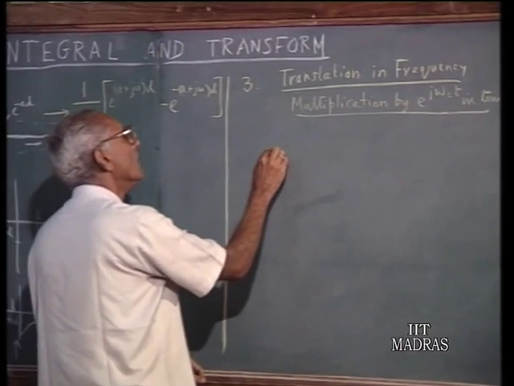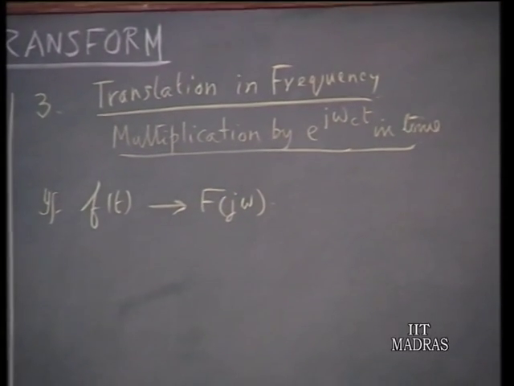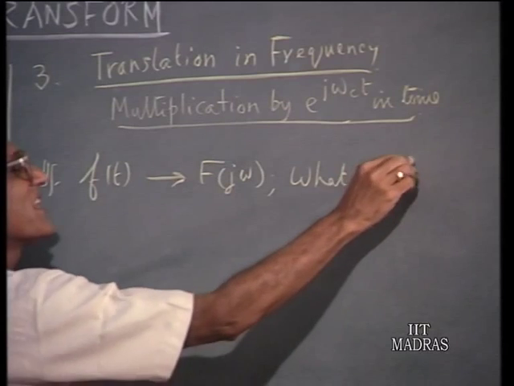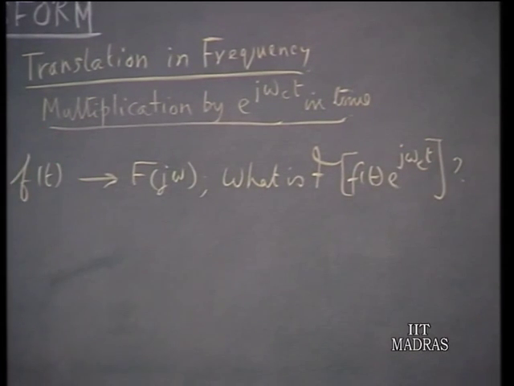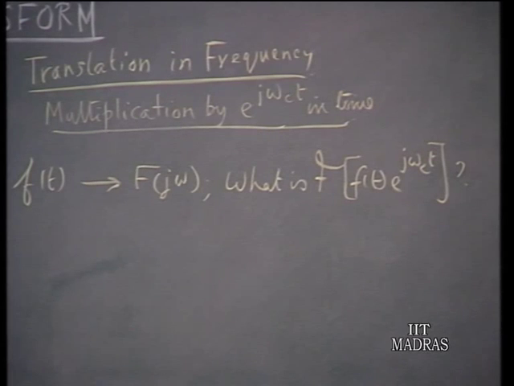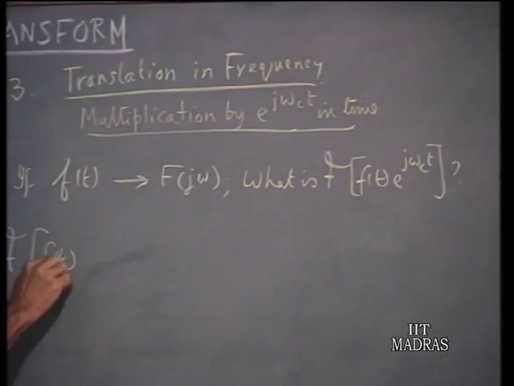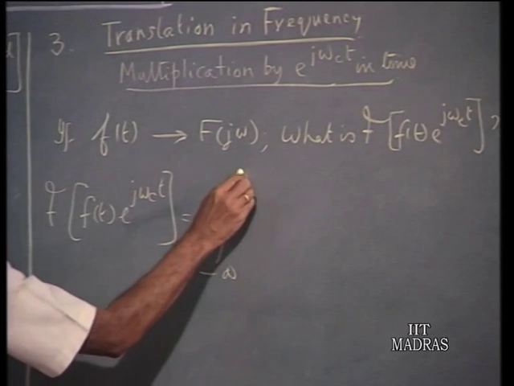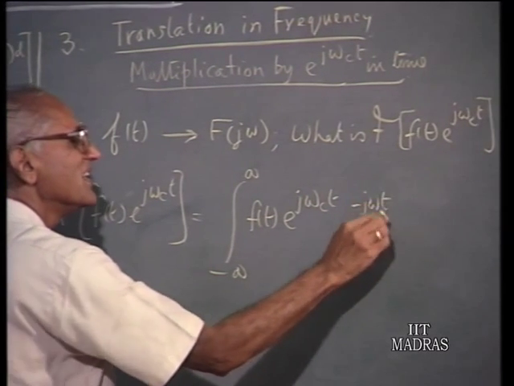What happens is this: if f of t has the Fourier transform F j omega, then what we would like to know is what is the Fourier transform of f of t multiplied by e to the power of j omega c t. This is the question which we would like to ask. I multiply f of t by an exponential function e to the power of j omega c t and would like to know what its Fourier transform is going to be. So, let us do this. The Fourier transform of f of t e to the power of j omega c t by definition is the integral from minus infinity to plus infinity of f of t e to the power of j omega c t multiplied by e to the power of minus j omega t dt.